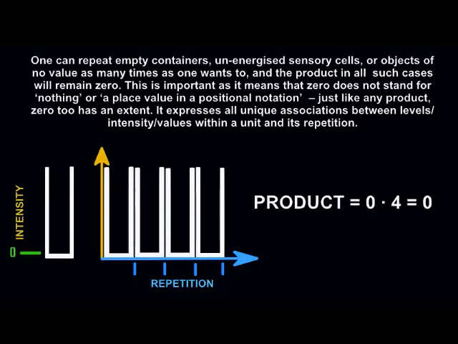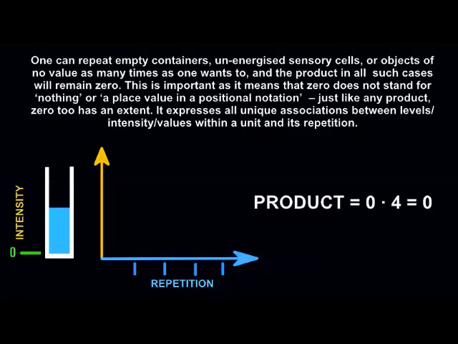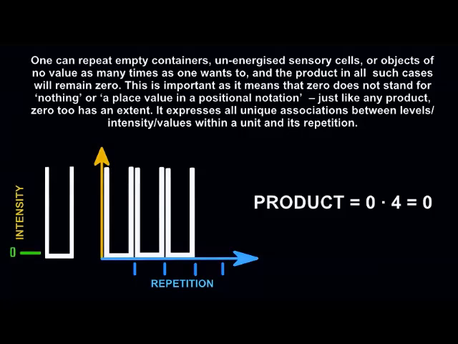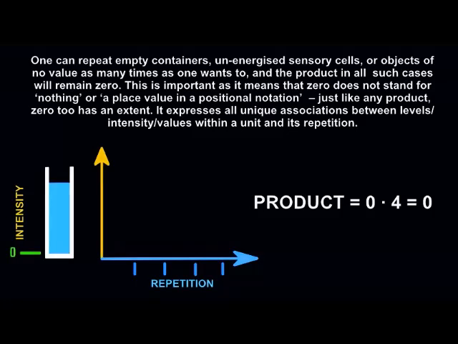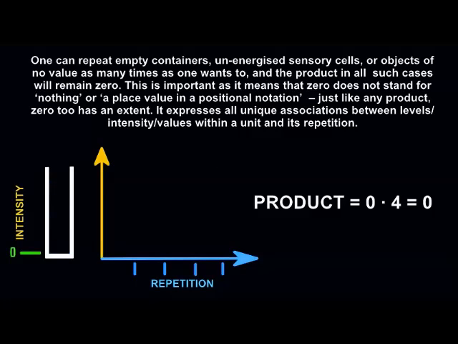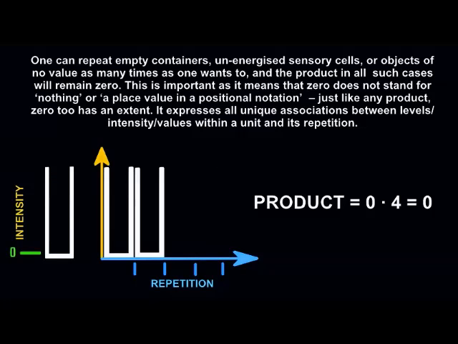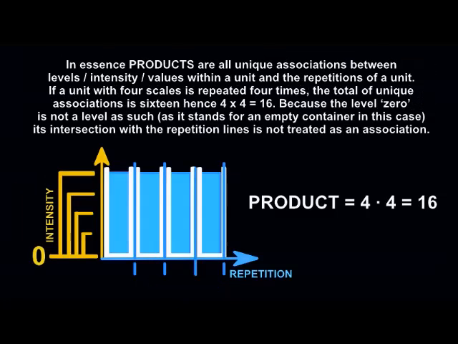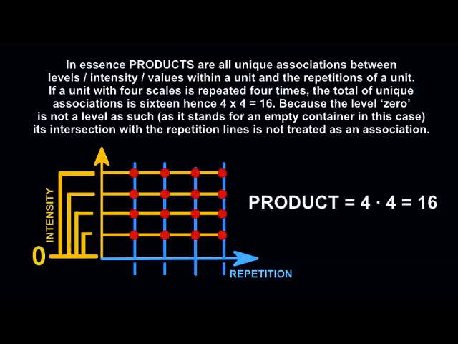This is important, as it means that 0 does not stand for nothing or a place value in a positional notation. Just like any product, 0 too has an extent. It expresses all unique associations between levels, intensity, values within a unit and its repetition. In essence, products are all unique associations between levels, intensity, values within a unit and the repetition of a unit.